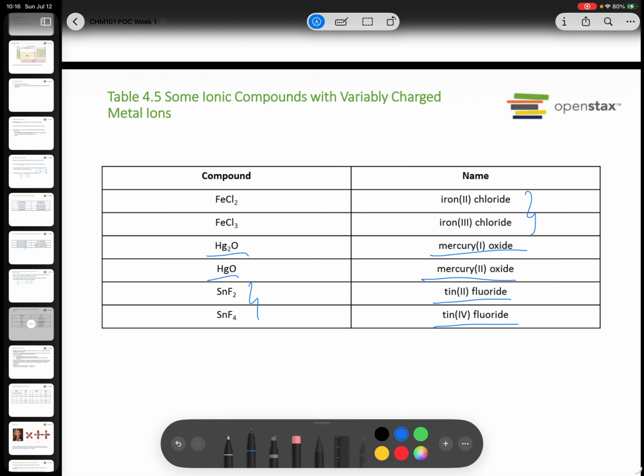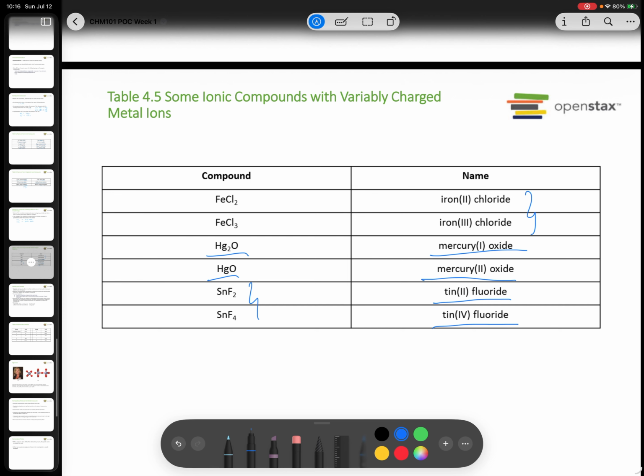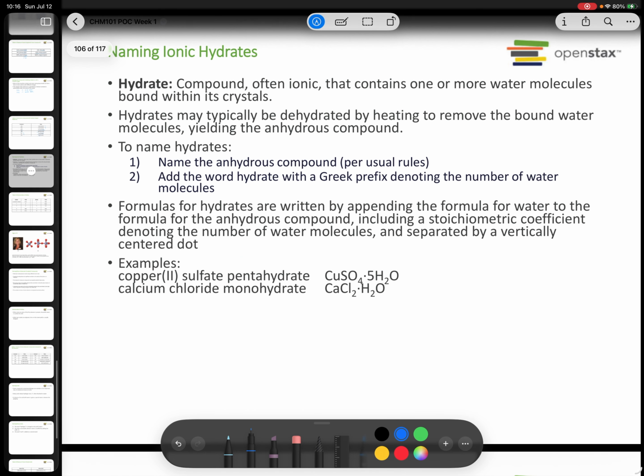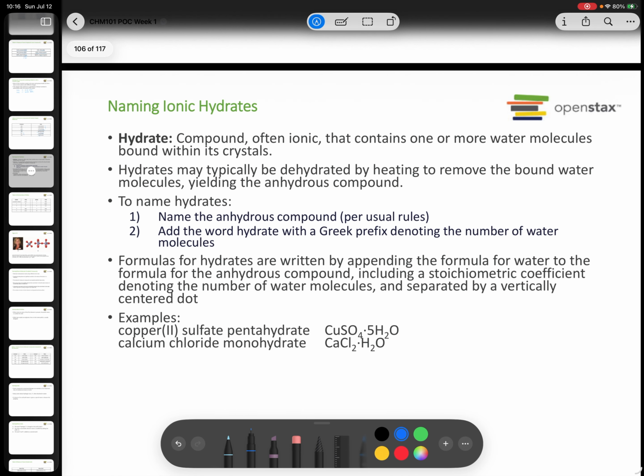Okay. So, ganyan lang mag-name. And then, we have yung hydrates naman na tinatawag. Ito, madali lang tong hydrates. So, a hydrate is a compound, often ionic, that has water molecules trapped or bound with it within its crystal structure, no? May water doon na natrap sa kanya.